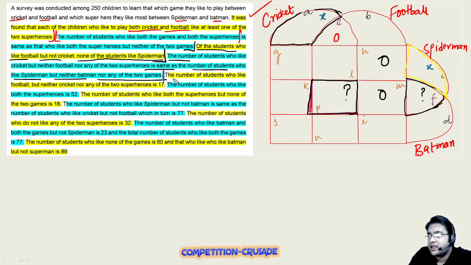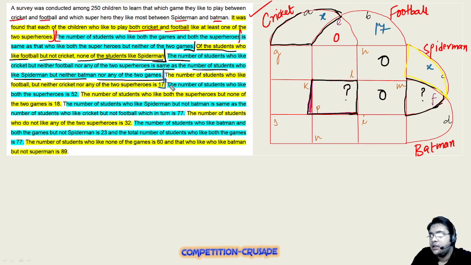Okay, now they have started giving us some information. The number of students who like football but neither cricket nor any of the two superheroes is 17. Like football and not cricket and none of the superheroes. So this region is 17. Straight up it is given.